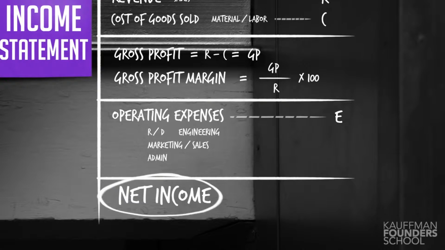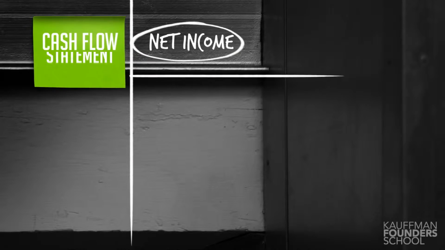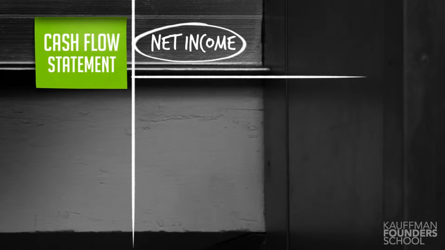So your cash flow statement starts with your net income at the top. The bottom line of your income statement is the top line of your cash flow statement. So your net income sort of approximates the cash that you earned or lost in your last period, but it's not exactly right. There are some adjustments that you need to make.